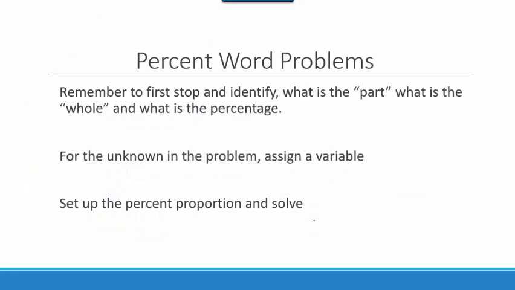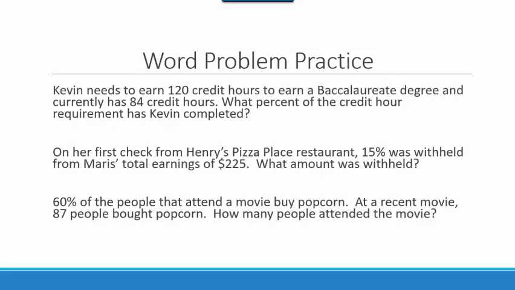Now when you have a percent word problem, I tell people try to identify the part and the whole, and then what is the percentage. You're going to set up a proportion, assign a variable for what you don't know, and then you're going to cross multiply and solve. So let's look at some examples.